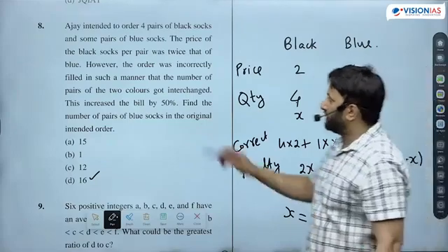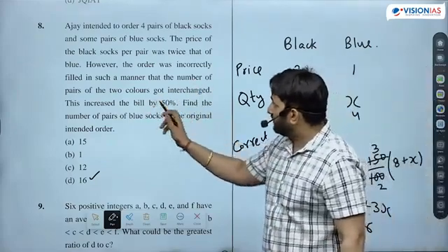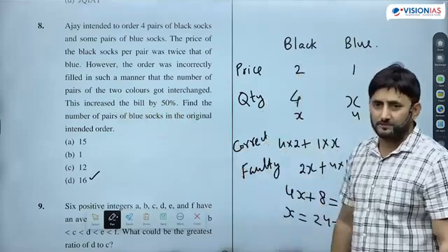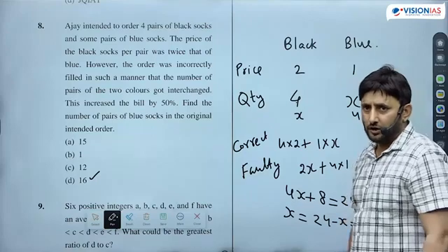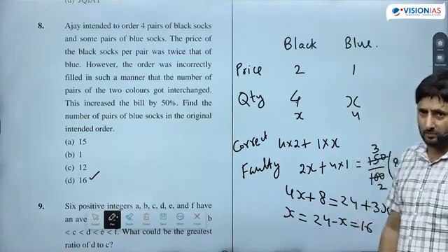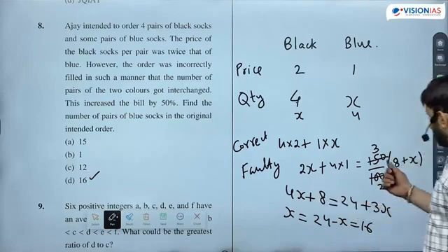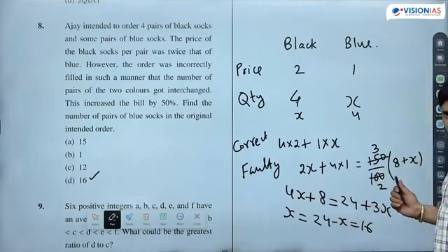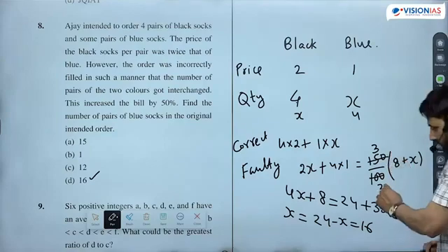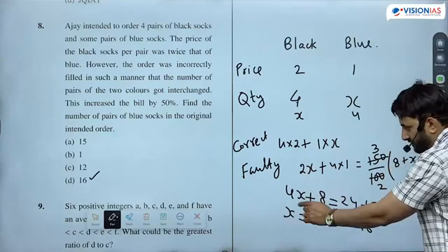According to the question, this increases the bill by 50%. A 50% extra bill has been made. So the new bill is 150% of the original bill. So this bill is 150% of the original bill. So from there we can cancel out, 3 by 2. Go for cross multiplication. 2 into 2X, 4X.